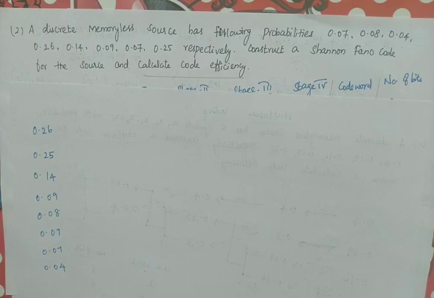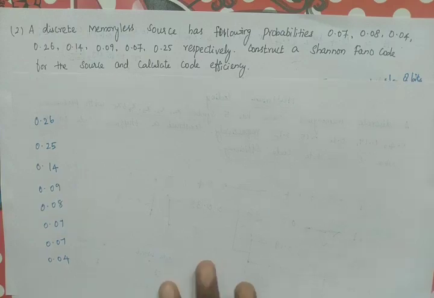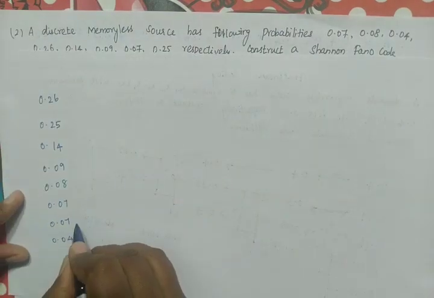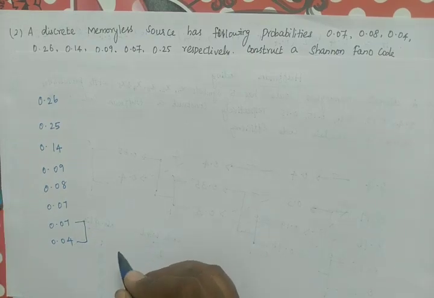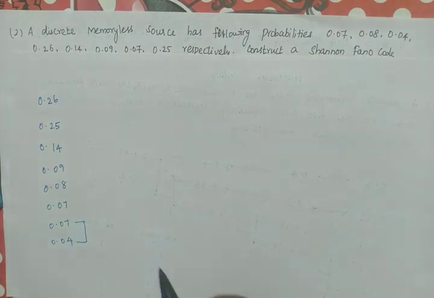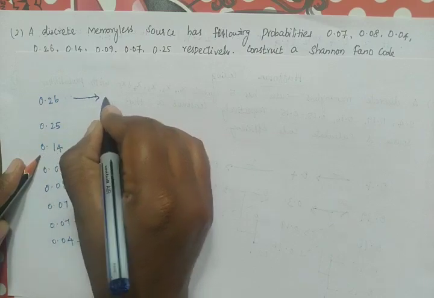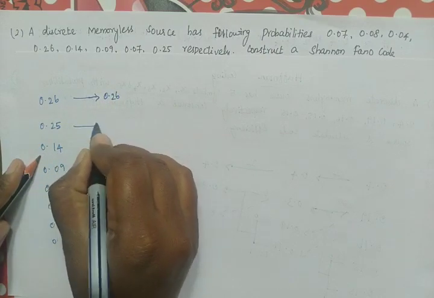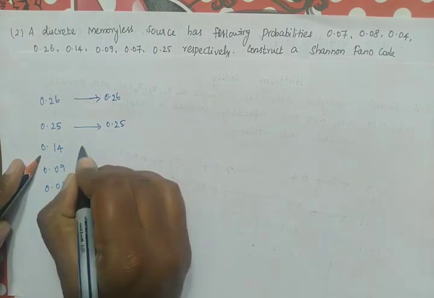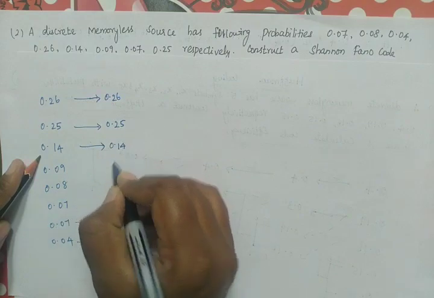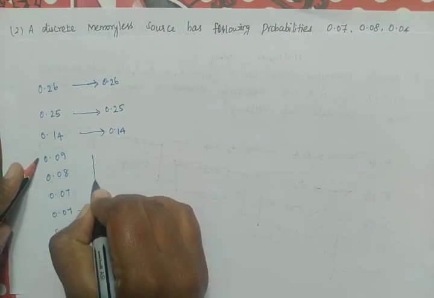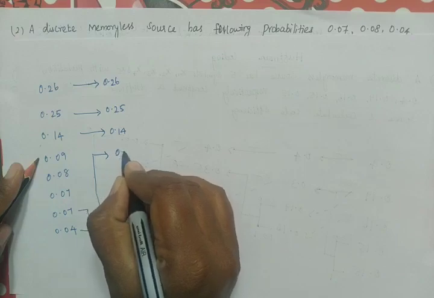Now what is the first step? The first step is we have to add the two lowest probabilities, 0.07 plus 0.04. So 0.07 plus 0.04 is 0.11. Where can we write this 0.11? So after this, we can take 0.26, 0.25, 0.14, and now it is 0.11.